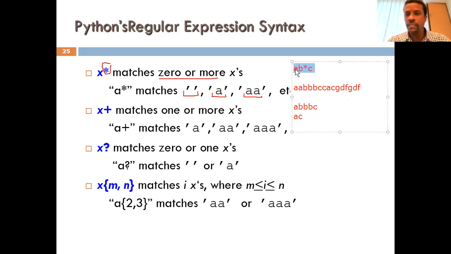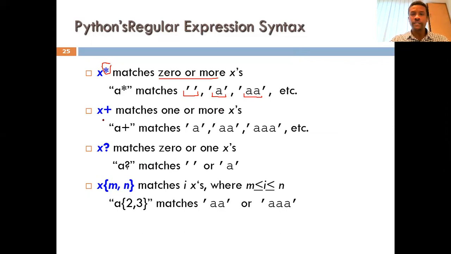Because the condition says it should start with A and it should end with C. As you can see, both of them start with A and end with C. But when it comes to B, it can be 0, 1, 2, 3, 4, 5. So in this case, it is 0. In this case, it's 3. So both would qualify the condition. Okay? Did you get the point? Yes. Okay. We'll see it on Python right away, after going through the syntax.